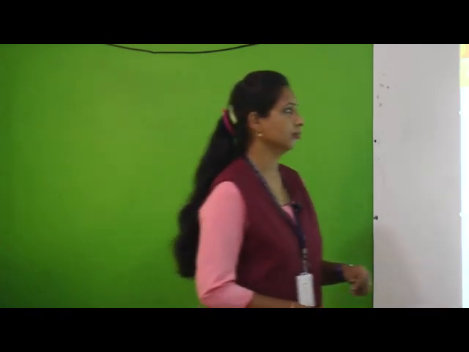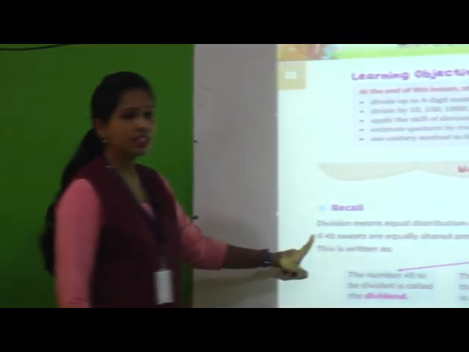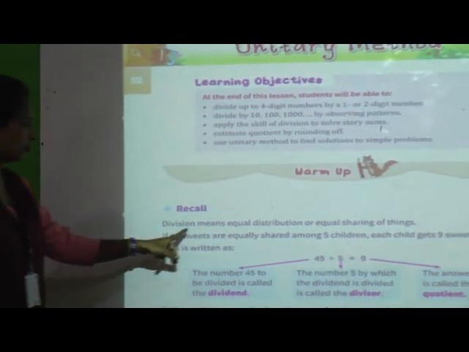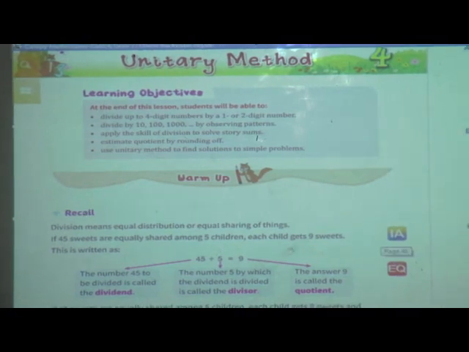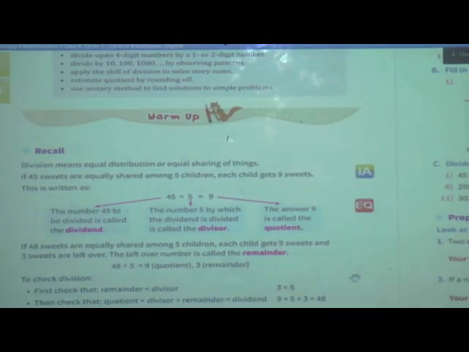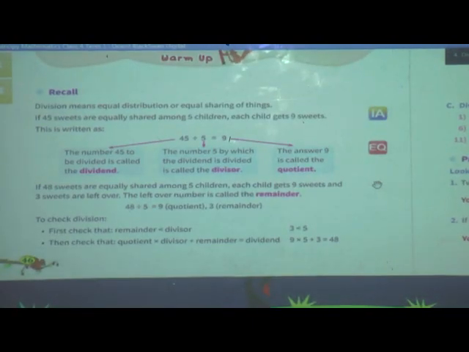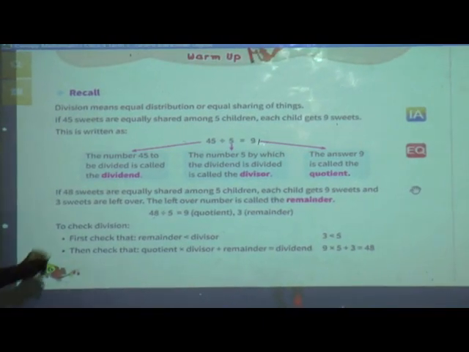So what about division? Yes, you know about division because you have studied division in your 3rd standard, in grade 3. I hope you all know division, but we will recall what we have studied in grade 3. Now see here. Division means equal distribution or equal sharing of things.